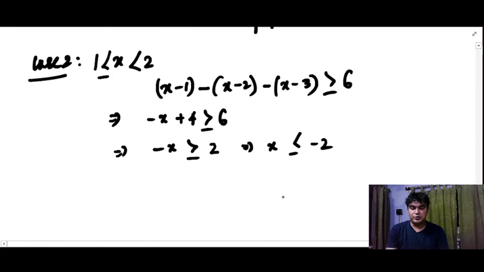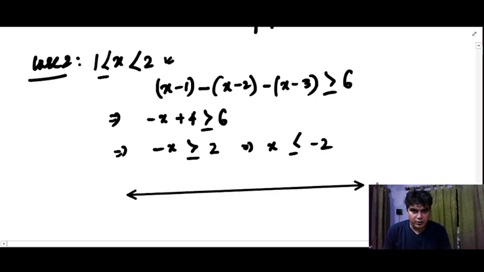x is less than or equal to minus 2. But see here, for the inequality, what is the portion we have taken? The defined portion is x lies between 1 and 2. And after solving the inequality, we are getting x is less than or equal to minus 2. So is there any common portion? Let us check whether there is any common portion or not. So the points are 1, 2, 0, minus 1, minus 2.